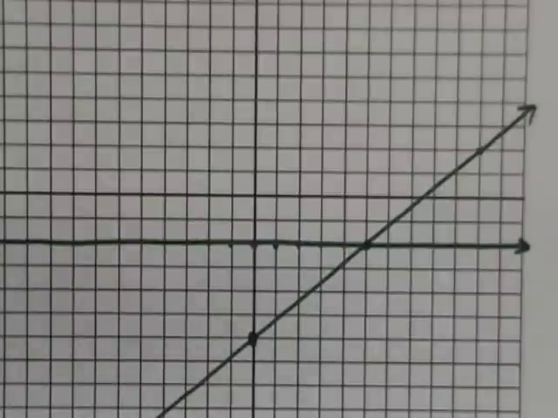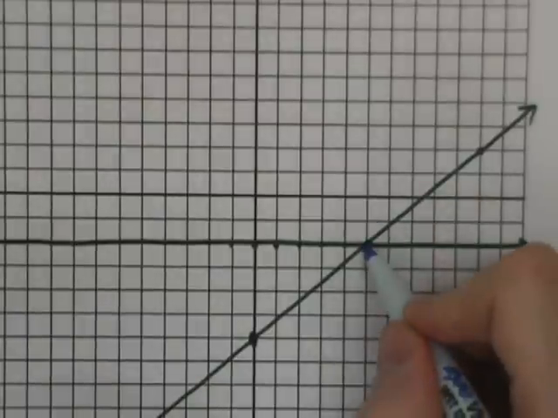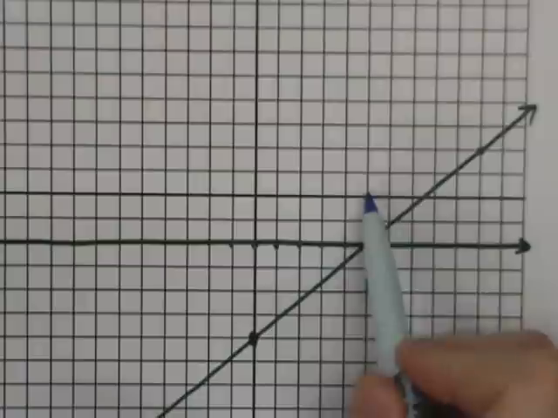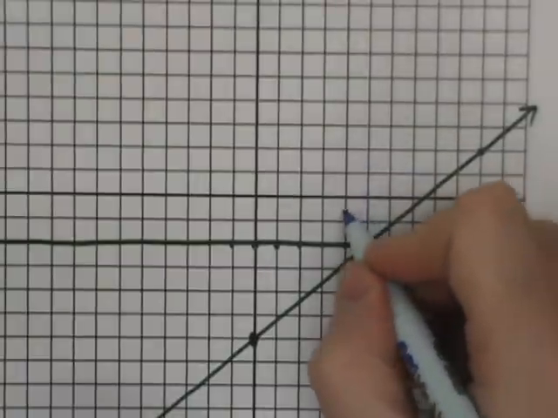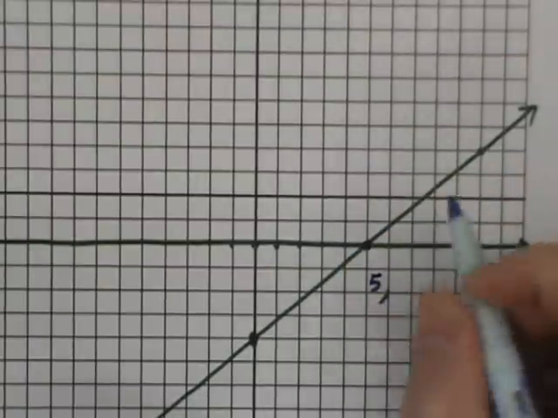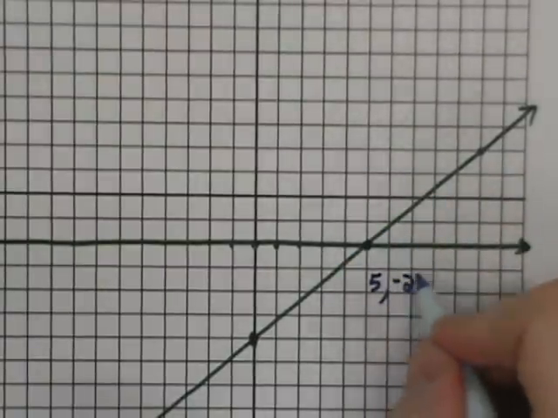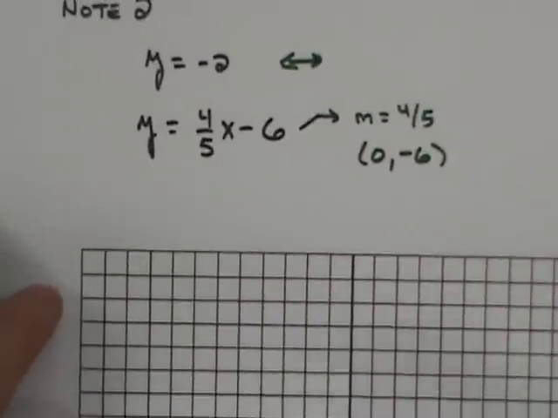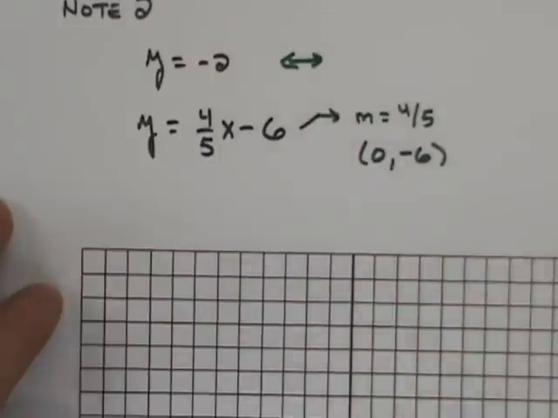And I want to identify my point of intersection. The point of intersection is located here. That would be 1, 2, 3, 4, 5 units over. So that's a +5. And 2 units down, -2. What's special about this point of intersection? It's the only point that will solve both of these equations at the same time. So that's your solution, 5, -2.